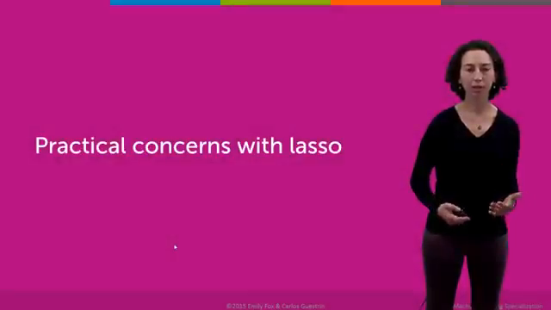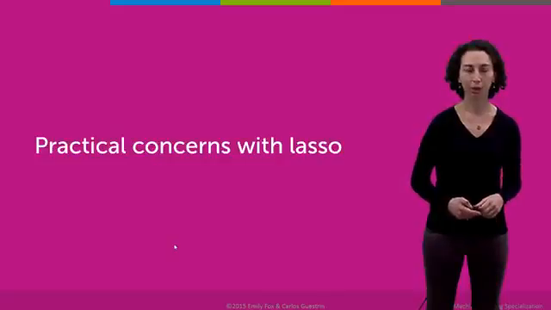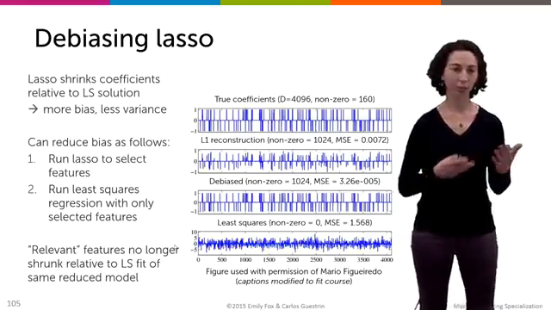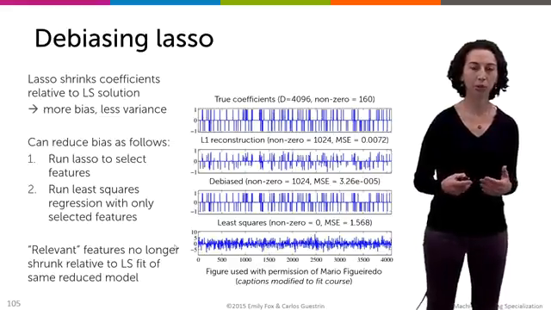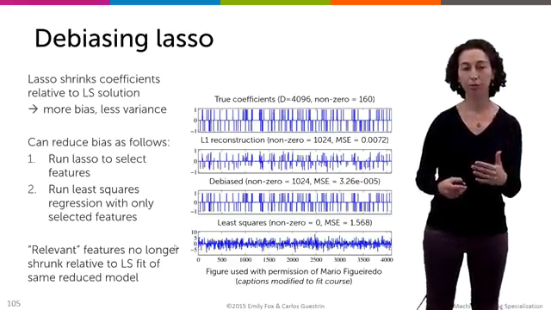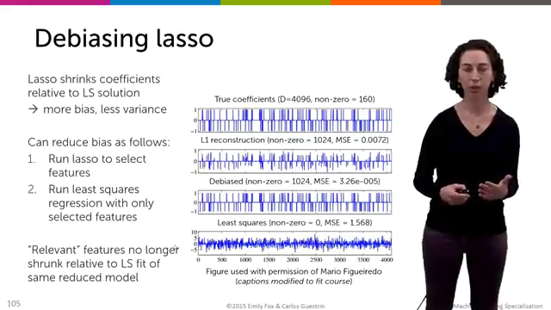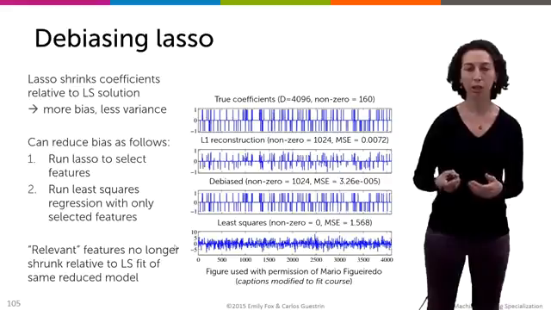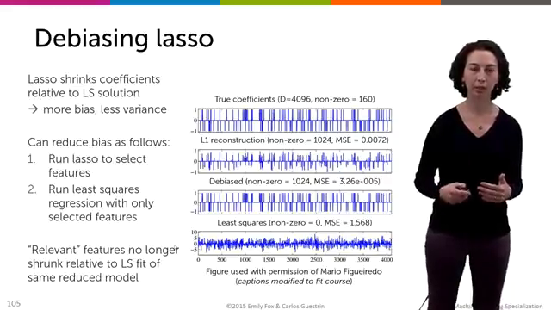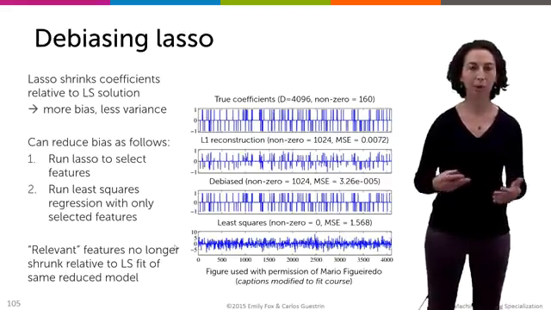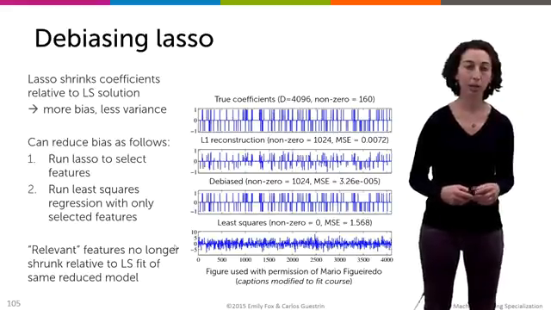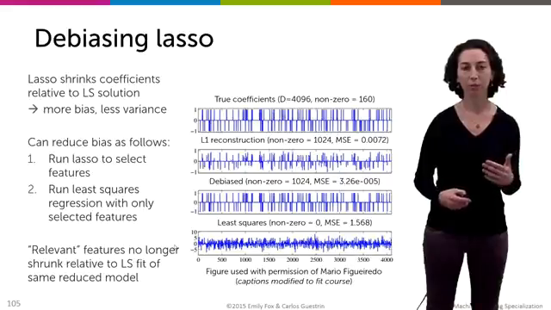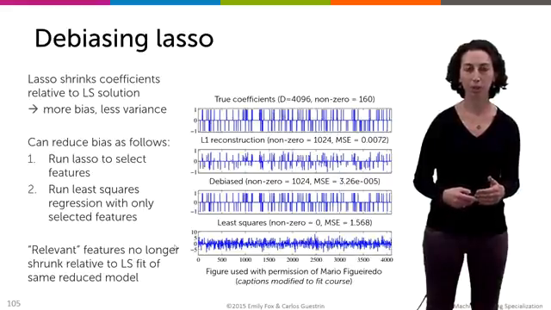So let's just conclude by discussing a few practical issues with lasso. The first is the fact that, as we've seen in multiple different ways throughout this module, lasso shrinks the coefficients relative to the least squares solution. And what it's doing is it's increasing the bias of the solution in exchange for having lower variance. So this is doing this automatic bias-variance trade-off. But we might want to still have a low bias solution, so we can actually think about reducing the bias of our solution in the following way.